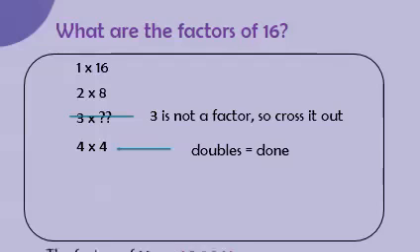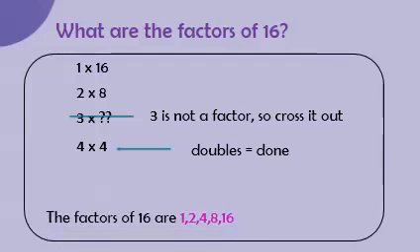So the factors now are 1, 2, 4, 8, and 16. You don't try the number which is double twice. So the factors are these: 1, 2, 4, 8, and 16. Don't forget to arrange them from the least to the greatest. Let us take another example so you would get it more.